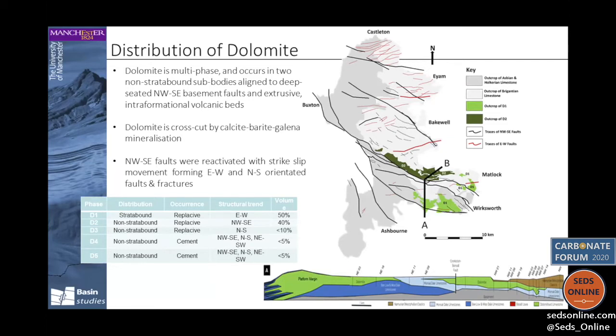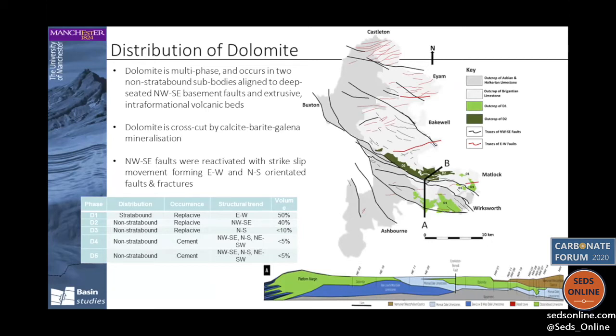The main phases we're looking at are the fault-controlled phases, the hydrothermal dolomites. This can be seen as the D2, the dark green colour, which goes along this northwest-southeast fault. This D2 phase is non-stratabound. It's a replacive phase and it forms approximately 40% of the dolomite we see on the platform. Another phase which can't be mapped because it's so small is the D3. This is also non-stratabound. It's orientated along north-south faults and forms less than 10% of the dolomite volume.